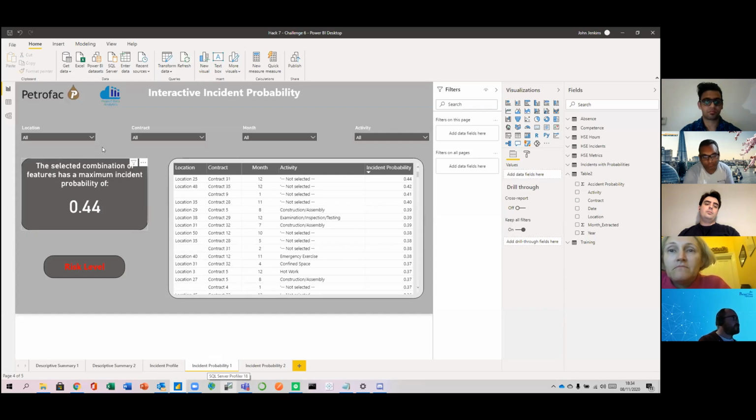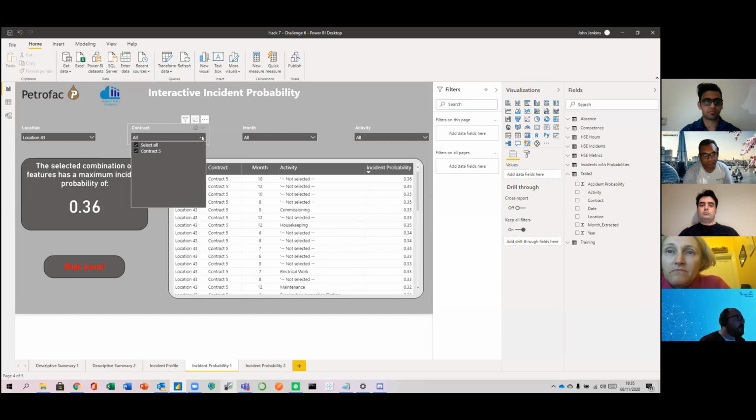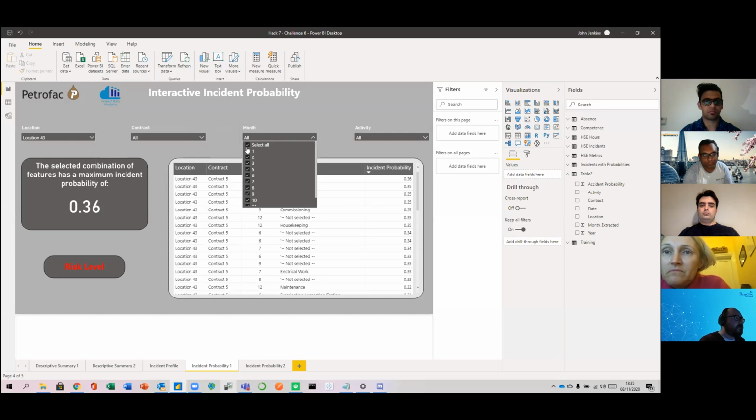So just to demonstrate the interactivity on the probability dashboard, that is the combination of features, for example. We have it fully interactive here. So initially you're presented with the activities as they are the most probable to occur. And then from that, we are able to drill down into combinations of features that are of specific interest to us. So this feature could be used by a manager at a toolbox talk.